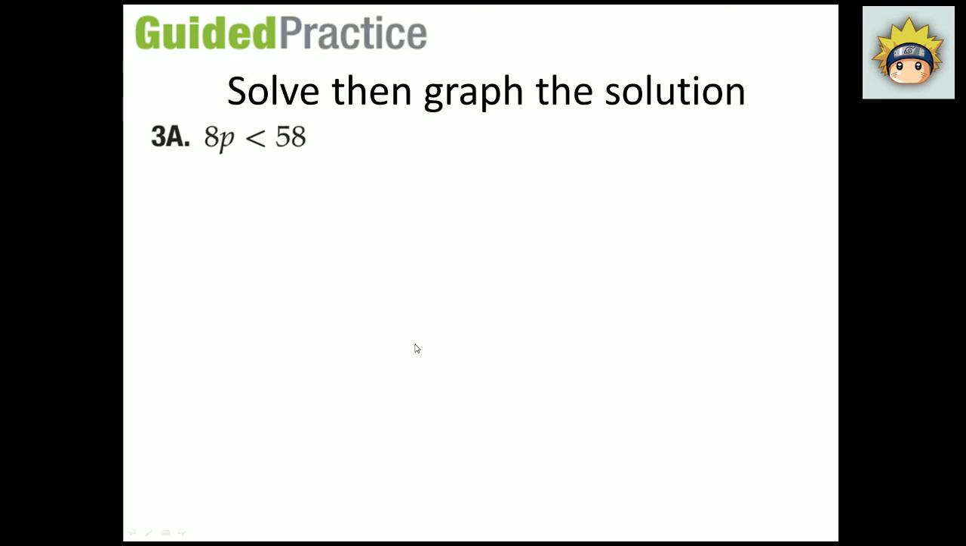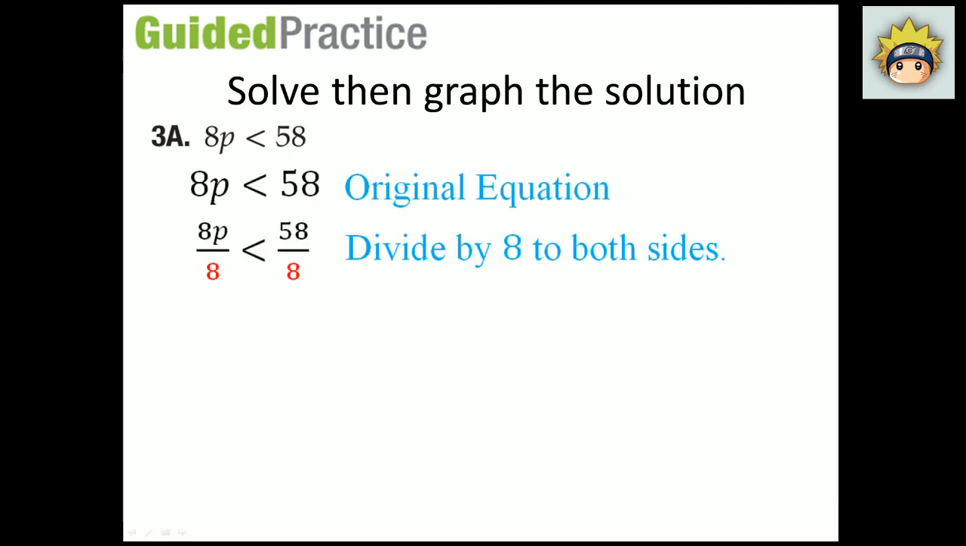3A, we have 8p is less than 58. My first step is to always write the original equation. And then I divide by 8 to both sides because I'm trying to get p alone, right? 8 is multiplied into p, so the inverse of multiplication by 8 is divide by 8. That is the reason why I divide 8 to both sides. I simplified, right? What I get left is p on the left hand side, which is less than 29 over 4. 58 divided by 8 is simplified into 29 over 4, or in decimal form, it is 7.25.